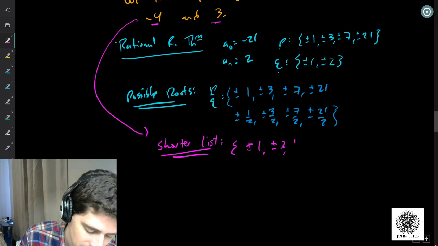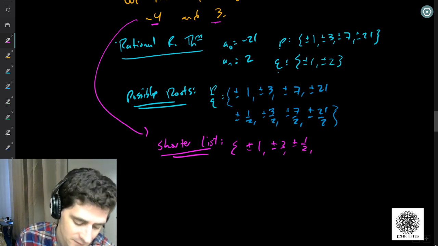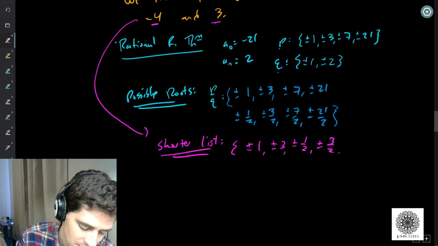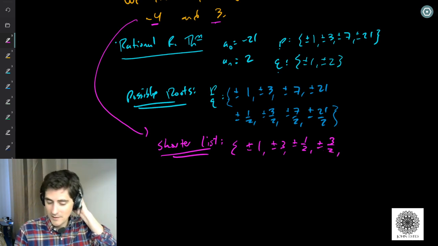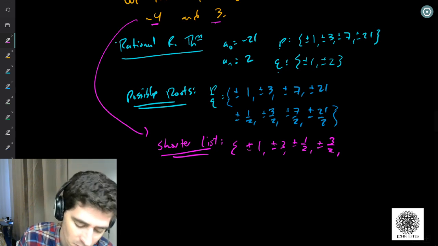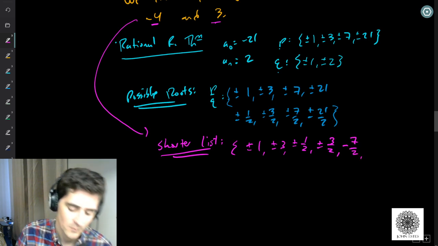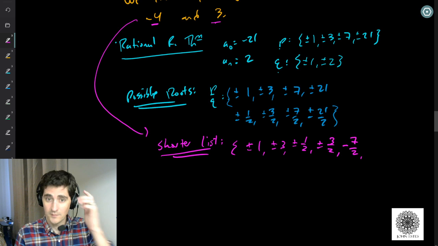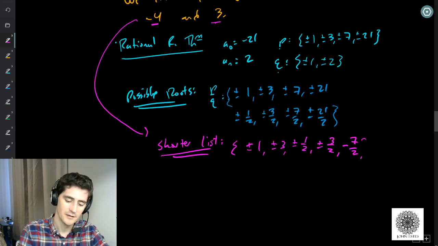We can use the plus or minus 1 halves. 3 halves, remember, is 1 1/2, so we can use both of those potentially. 7 halves is what? That would be 3 1/2. So positive 7 halves doesn't work. We only get the negative 7 halves. And then 21 halves is about 10 1/2, so those get eliminated as well.